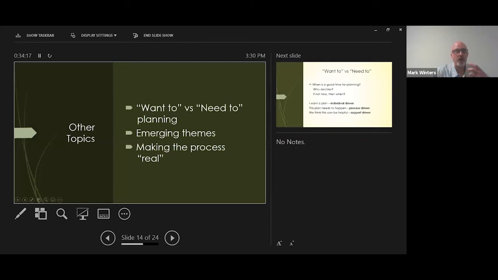So in the upcoming slides, we're going to talk about these three sort of items, these three sections, if you will. We'll talk a little bit about what the difference is between a want to and a need to plan, and some of the emerging themes that the community of facilitators have been experiencing as far as helping people to go through the planning process. And then we're going to talk about making that process, when it happens, real with the person.